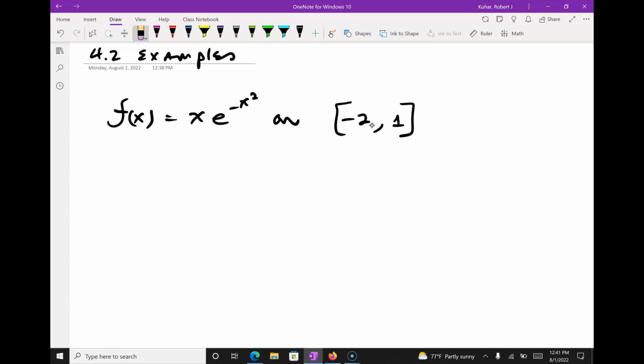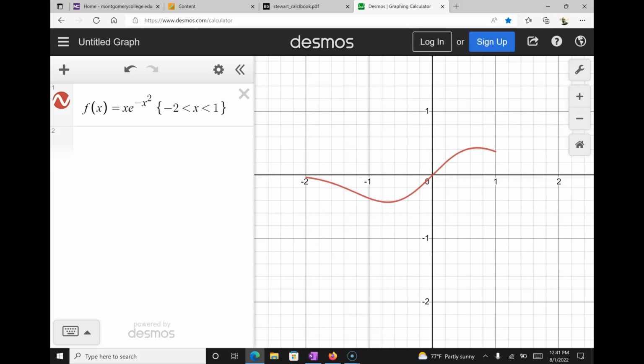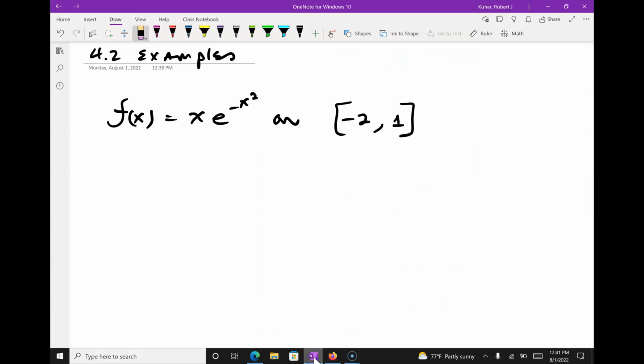Absolute min and max. So it looks like no problem. And what's nice about using Desmos here is I can actually see the solutions. I can see that it has a max over here. Can you see my mouse moving there? Yeah, so it looks like the highest point is here and the lowest point is here, right? But we still want to follow process, even though we know where our max is and our min is. We want to follow that step by step.